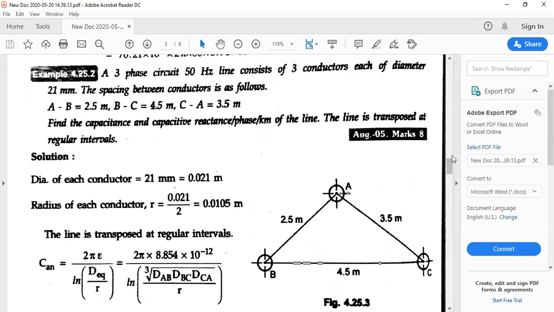So next one, again, you are having the same type of problem, which is a three-phase circuit having 50 Hertz transmission line has three conductors, each of diameter 21 millimeter. So conductor diameter is 21 millimeter. So radius is given by 21 divided by 2, which is 10.5 millimeter. So 10.5 millimeter is the value of the radius, and 10.5 into 10 power minus 3, if you take it, that will be in terms of meters.